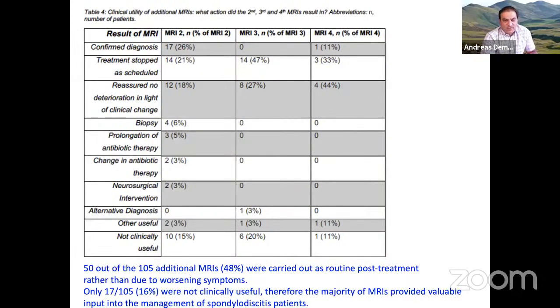And then if we ask ourselves, are the extra MRIs useful? Are they cost-effective? Well, 50 out of the 105 additional MRIs were routine post-treatment surveillance rather than clinical worsening. But in our opinion, only 17 of these were not clinically useful, and the majority of these were useful in further management, because the further management may be maintenance of conservative management, but it's still a decision facilitated with a surveillance MRI. But we acknowledge the cost.